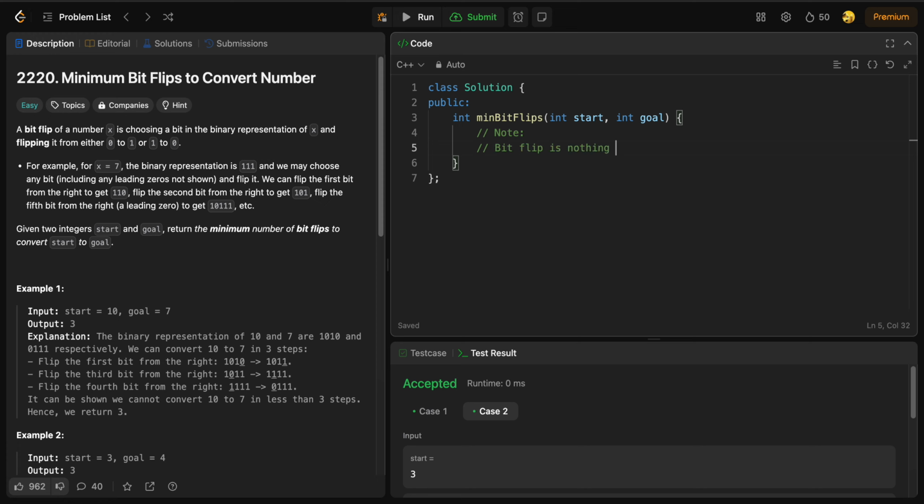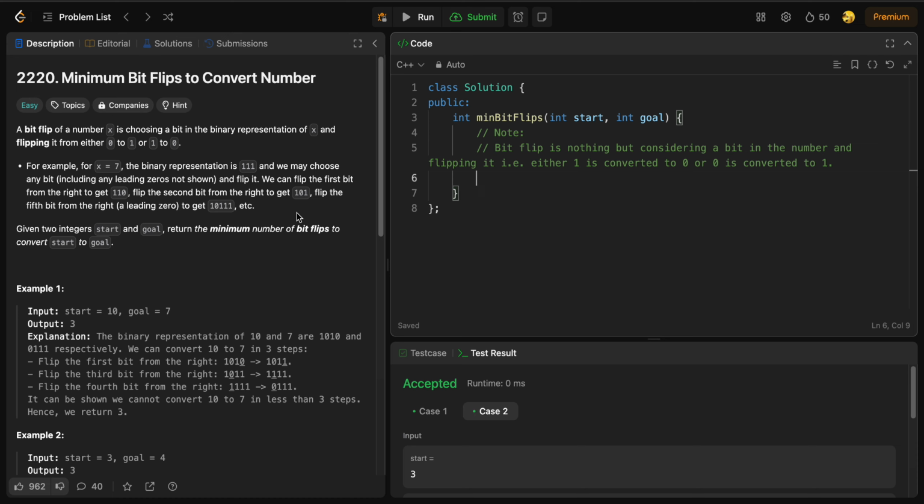A bit flip is nothing but considering a bit in the number and flipping it, i.e. either 1 is converted to 0 or 0 is converted to 1. So this is what flipping means. For example, for 7, the binary representation is 111. We may choose any bit and flip it, changing a 1 to 0 or 0 to 1.